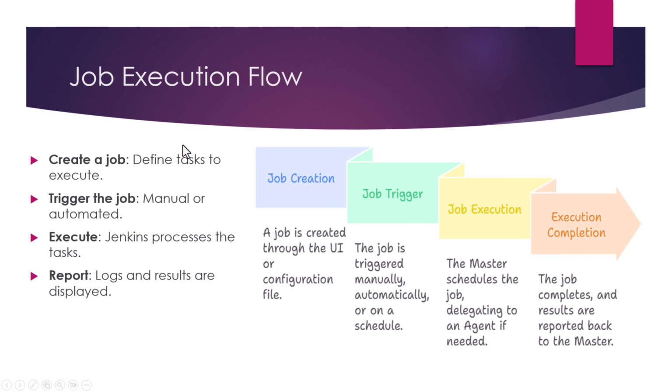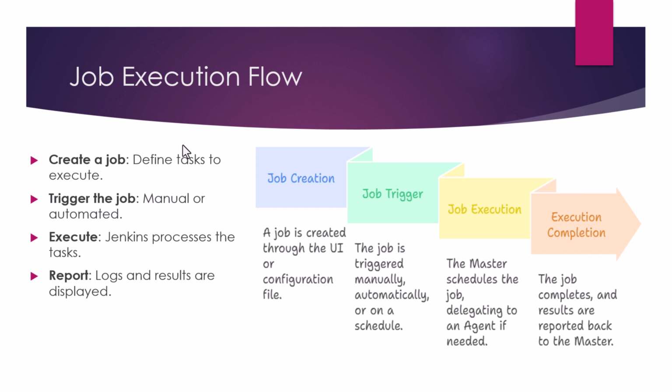Job execution flow. We will explore the job execution flow in Jenkins. Job creation. The process starts with job creation. In Jenkins, jobs can be created either through the web UI, or by defining them in a configuration file like config.xml. Job trigger. Once a job is created, it can be triggered in different ways.